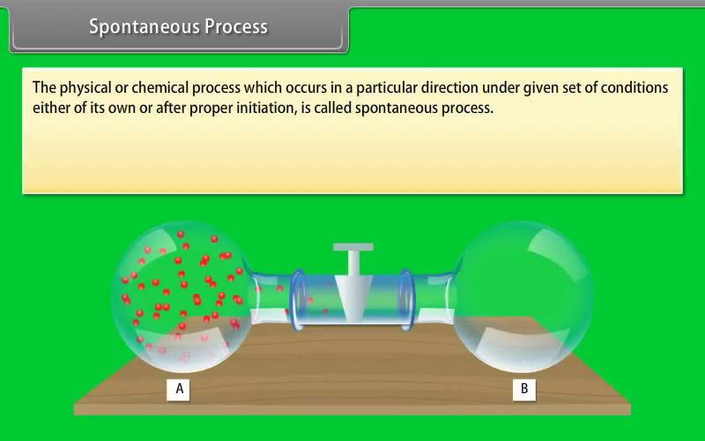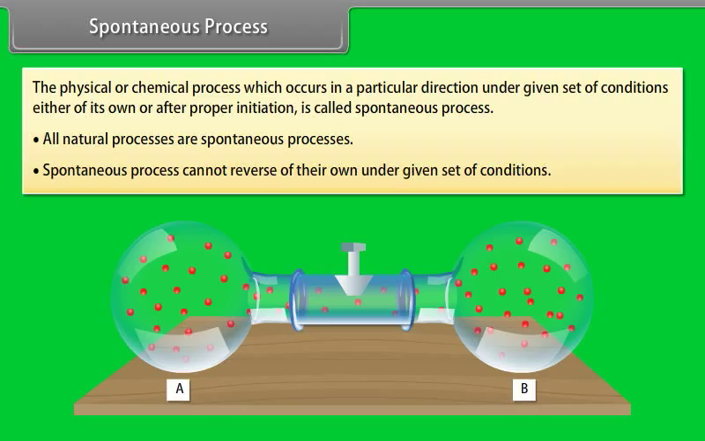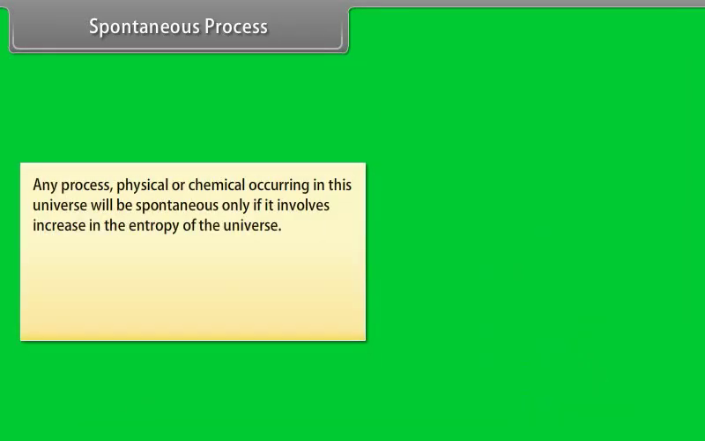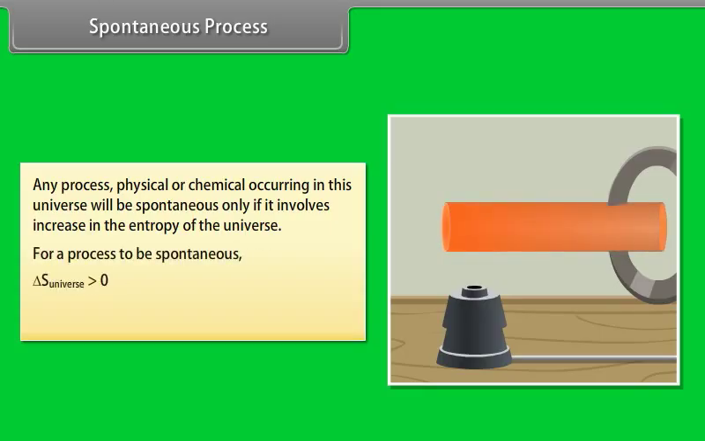A spontaneous process. The physical or chemical process which occurs in a particular direction under a given set of conditions, either of its own or after proper initiation, is called a spontaneous process. All natural processes are spontaneous processes. A spontaneous process cannot reverse of its own under the given set of conditions. Any process, physical or chemical, occurring in this universe will be spontaneous only if it involves an increase in the entropy of the universe. For a process to be spontaneous, delta S universe must be greater than 0. If delta S total is equal to 0, then it implies an equilibrium state.